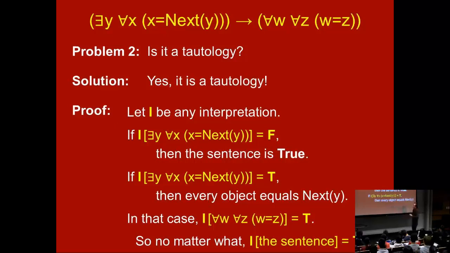But in that case, it's saying in your universe, there's some y such that everything equals next of y. So whatever next of y is, everything equals it. So in particular, that means there's only one thing in the universe. Your universe is of size 1, everything is equal to each other. And that's exactly what this last part is saying. For all w for all z, w equals z, that's saying that everything is equal to each other. So we managed to do it. We showed that no matter whatever the interpretation is, it makes the sentence true.